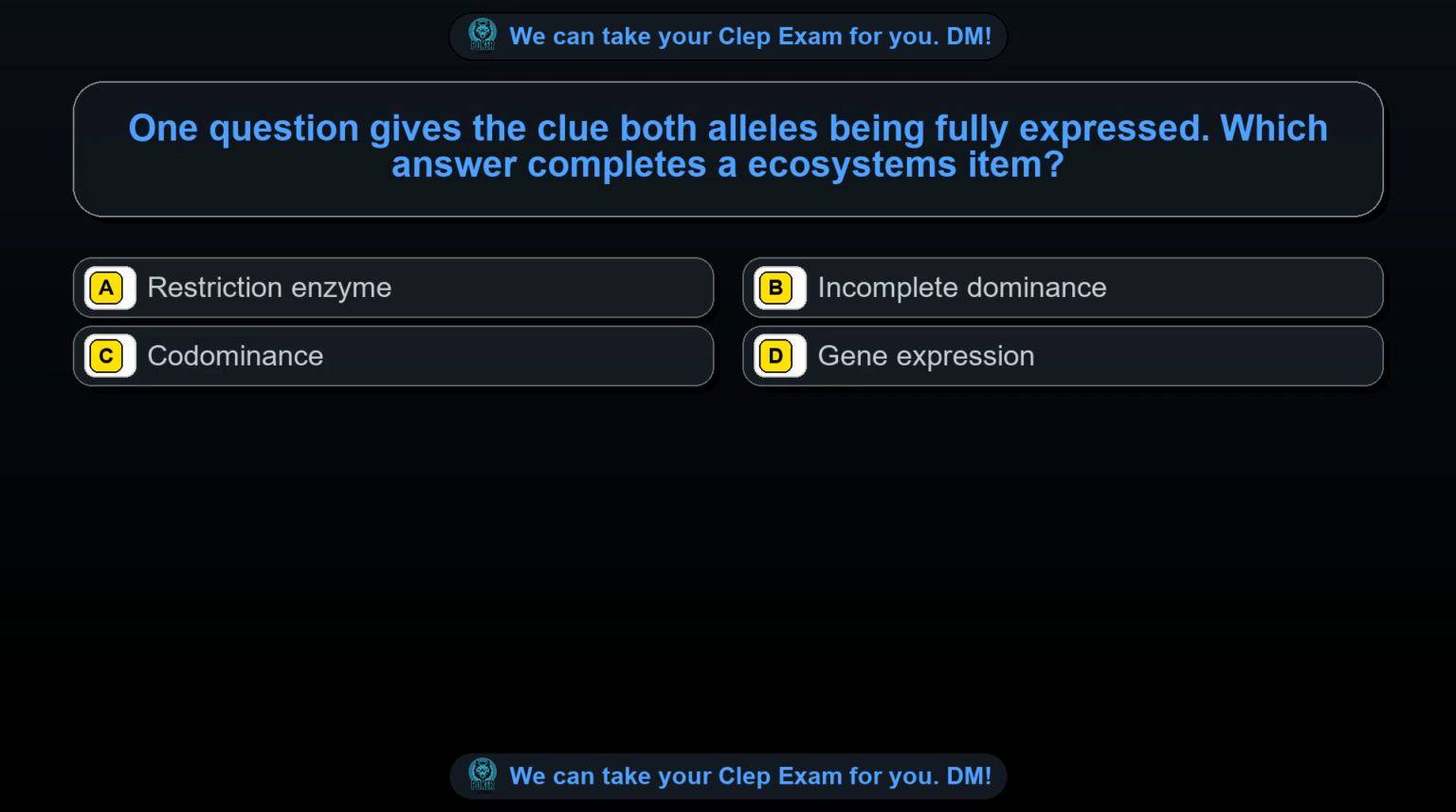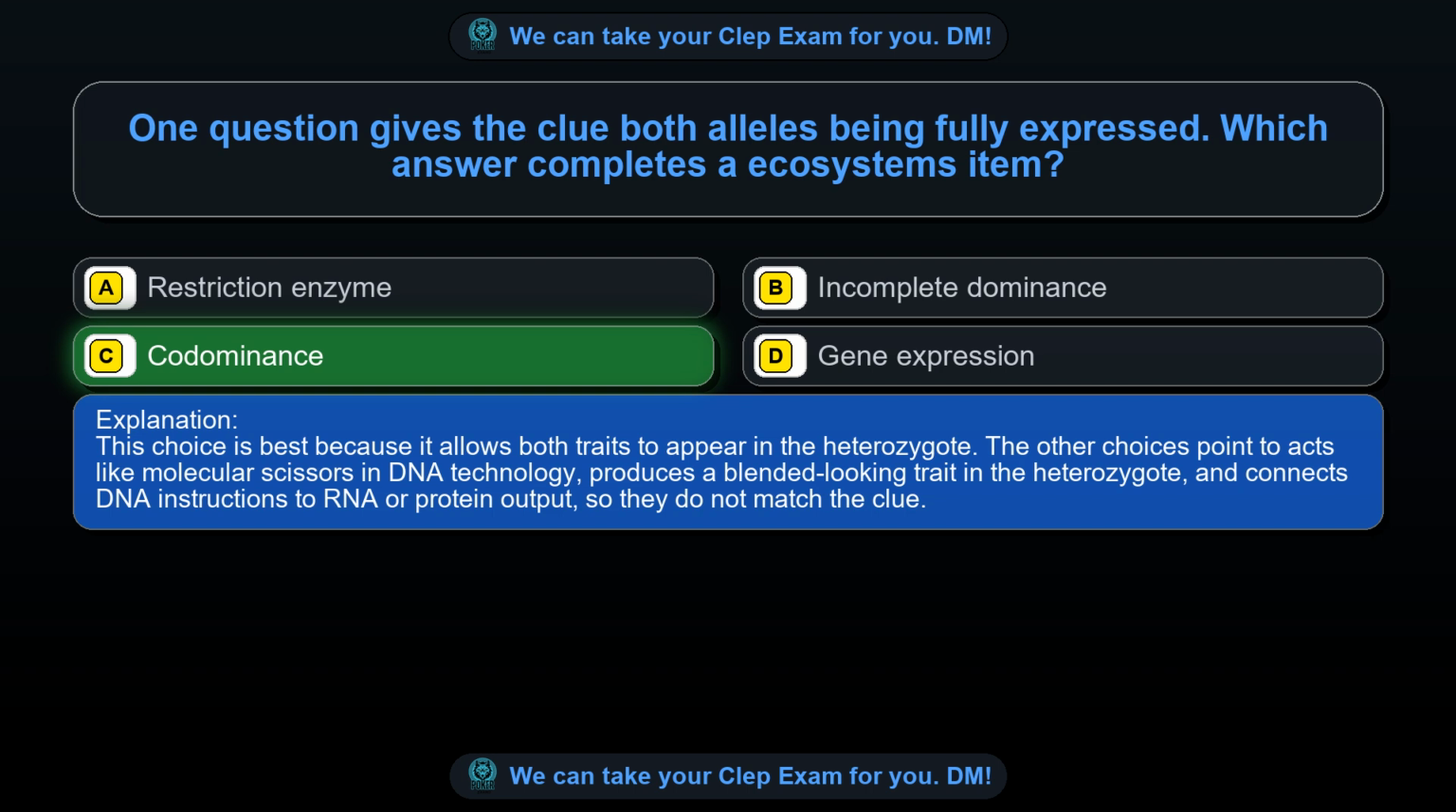Question 90. One question gives the clue both alleles being fully expressed. Which answer completes an ecosystem's item? Option A, restriction enzyme. Option B, incomplete dominance. Option C, codominance. Option D, gene expression. The correct answer is option C, codominance. This choice is best because it allows both traits to appear in the heterozygote. The other choices point to an enzyme that acts like molecular scissors in DNA technology, a pattern that produces a blended-looking trait in the heterozygote, and a process that connects DNA instructions to RNA or protein output, so they do not match the clue.